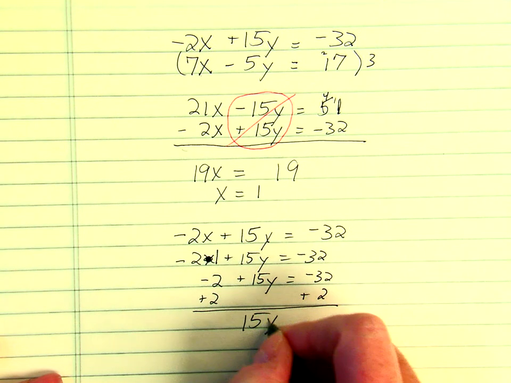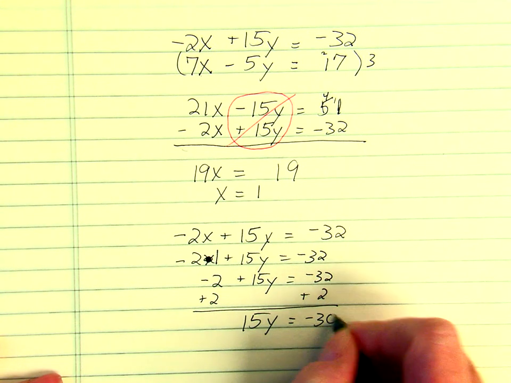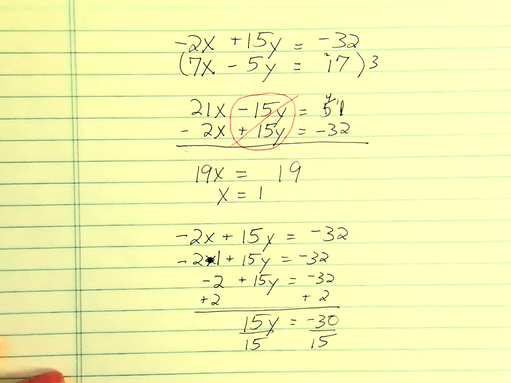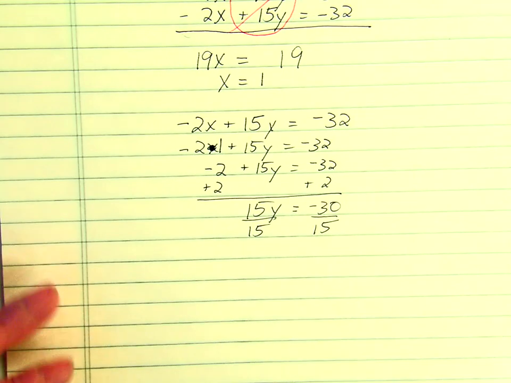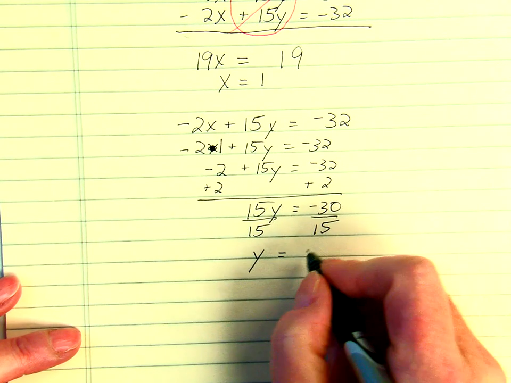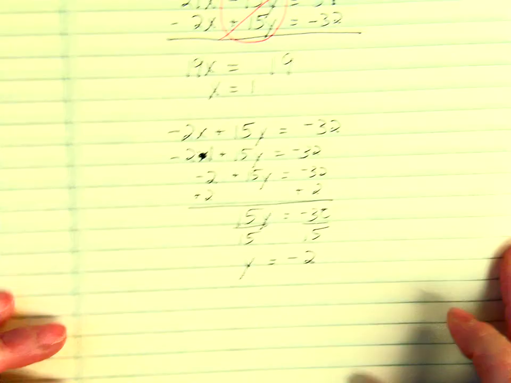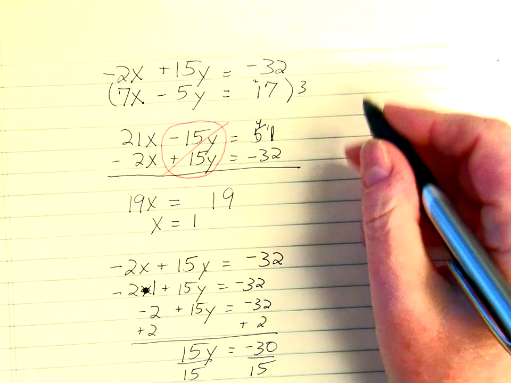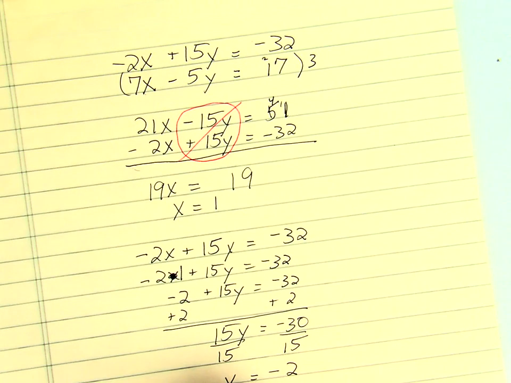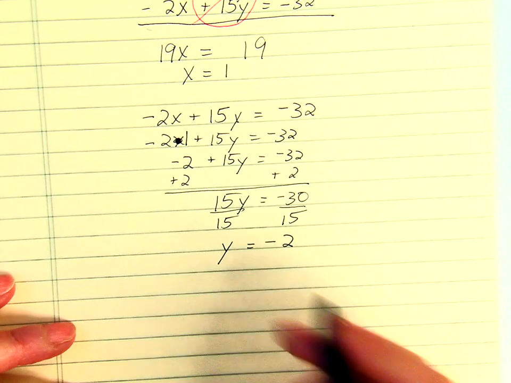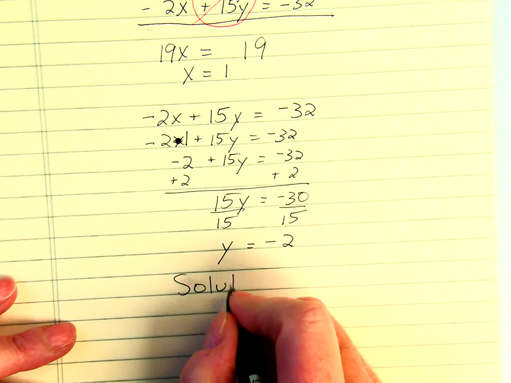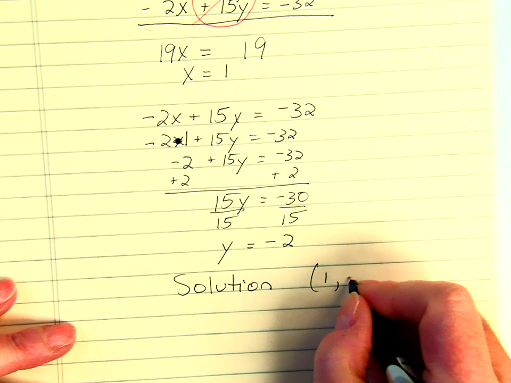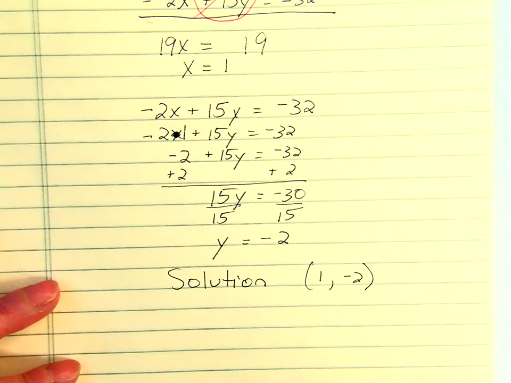This will give me 15y equals negative 30. And dividing both sides by 15. Now let me shift a little bit. And y is equal to negative 2. So my solution set, coming back up to my original equations, or we can put it down here, whichever is easy, solution is x of 1, y of negative 2.